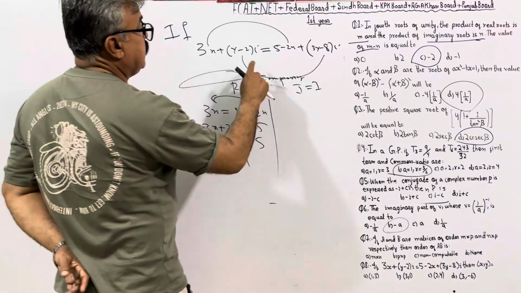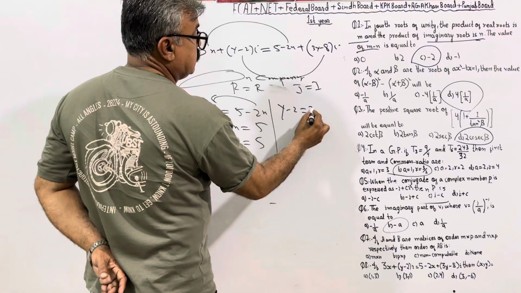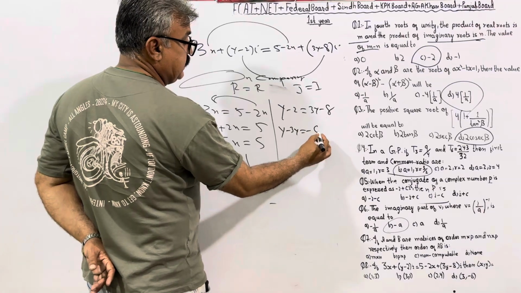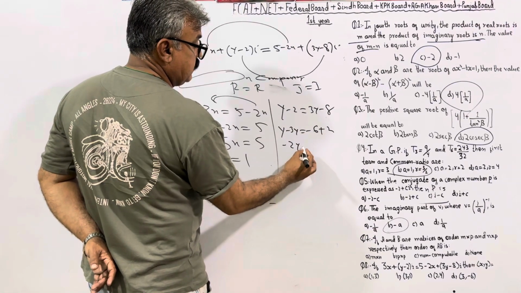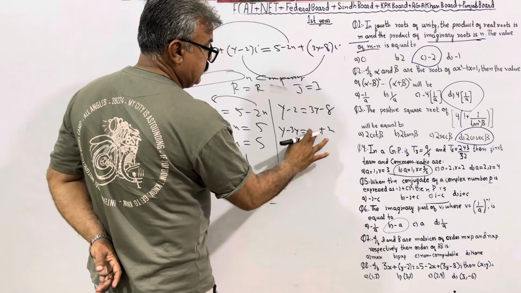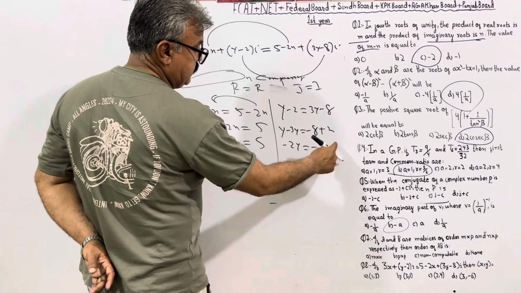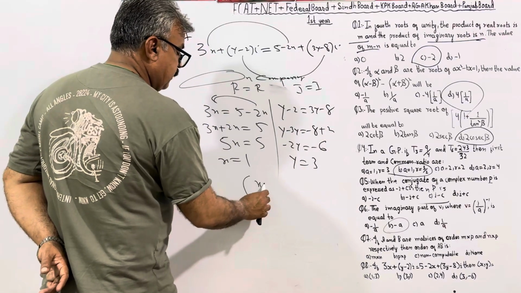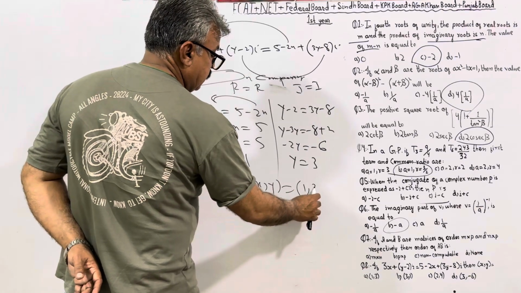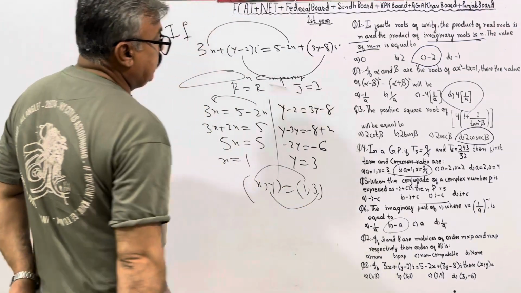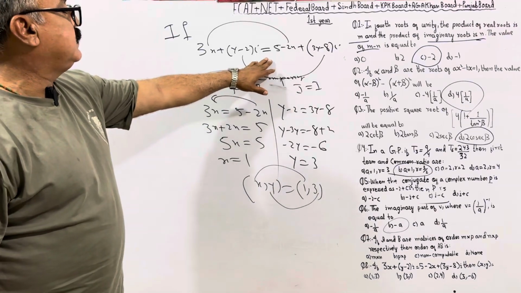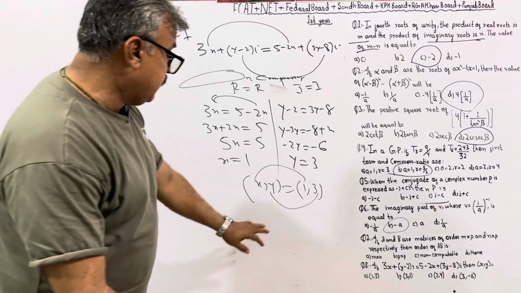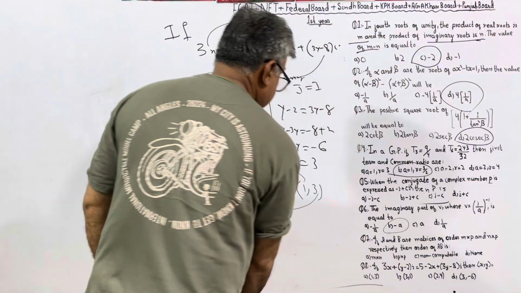From the imaginary part: y minus 2 is equal to 3y minus 8. Solve for y. y minus 3y is equal to minus 8 plus 2. Minus 2y is equal to minus 6. Solving for y, y is equal to 3. So we have the ordered pair (x, y) is equal to (1, 3). That's the value of x, that's the value of y. Equality prevails: real part equals real part, imaginary part equals imaginary part. We arrive at x is equal to 1, y is equal to 3. Option A.